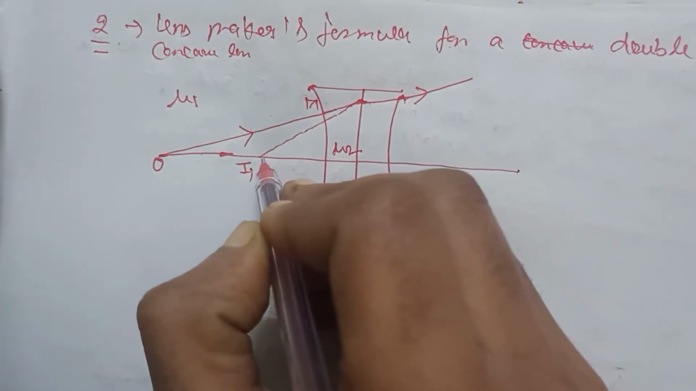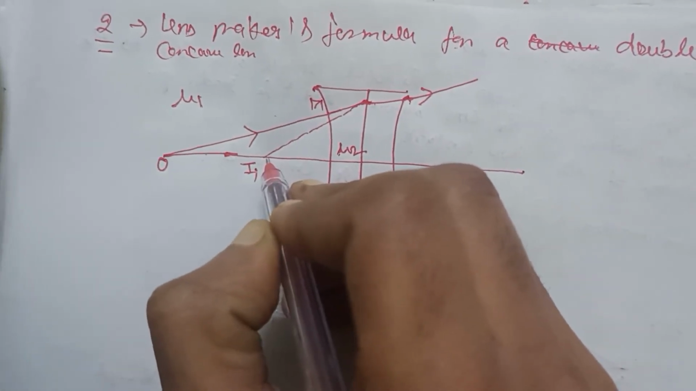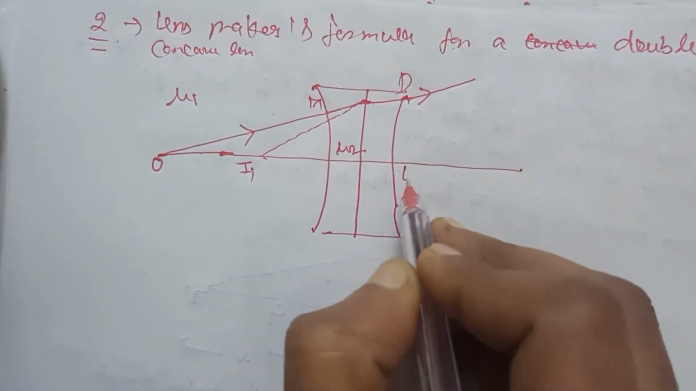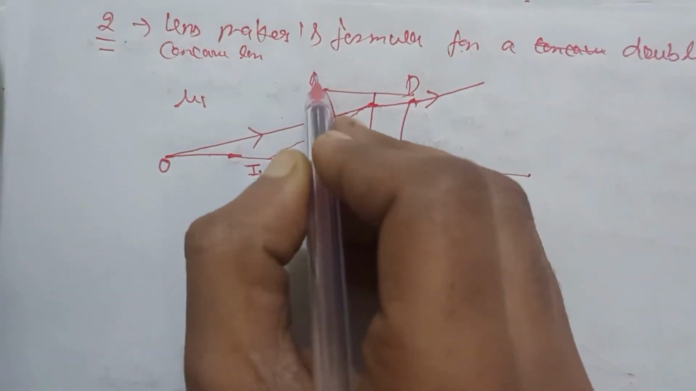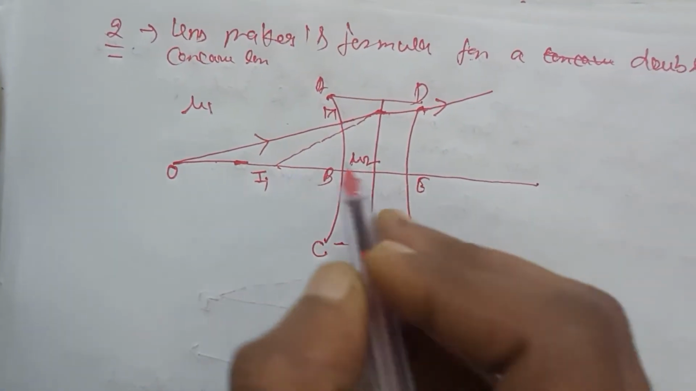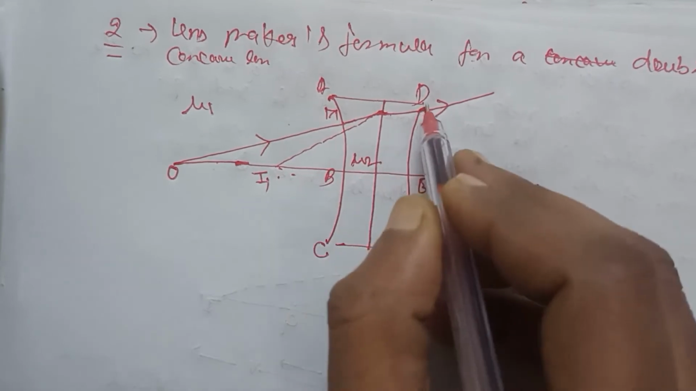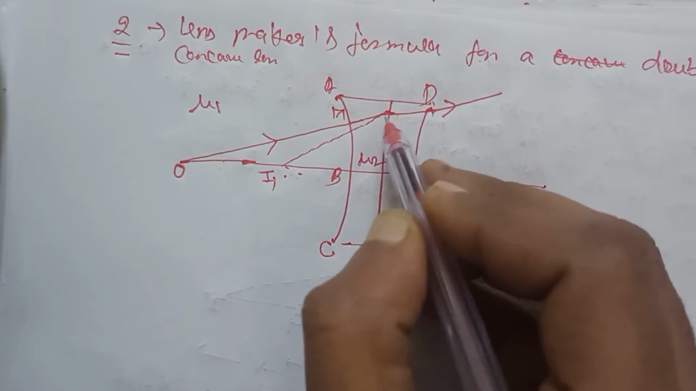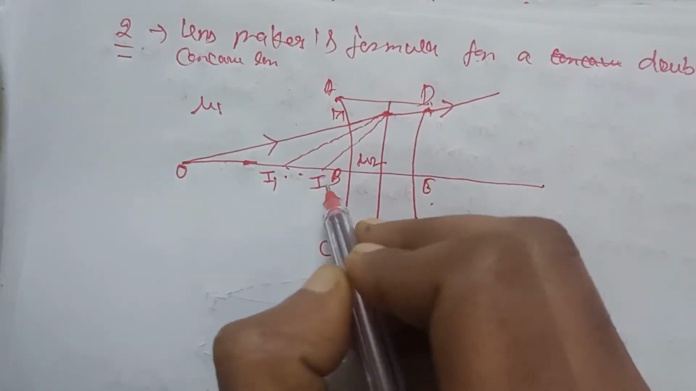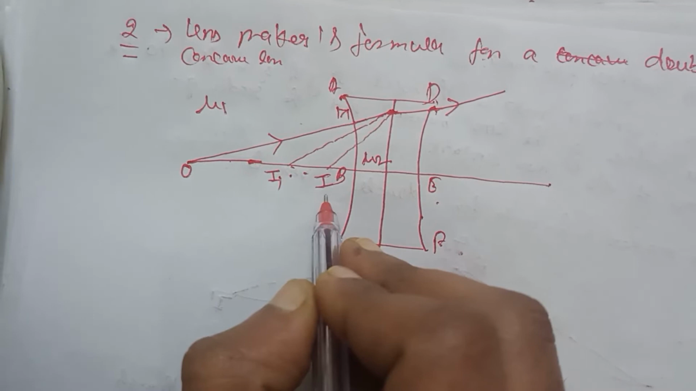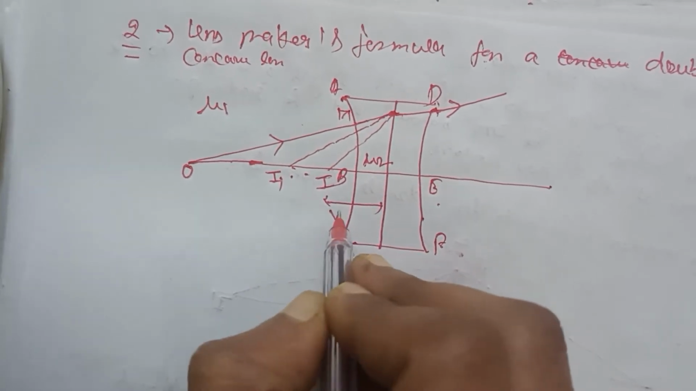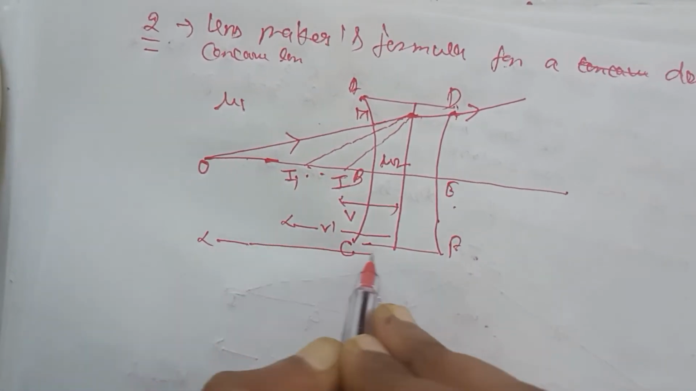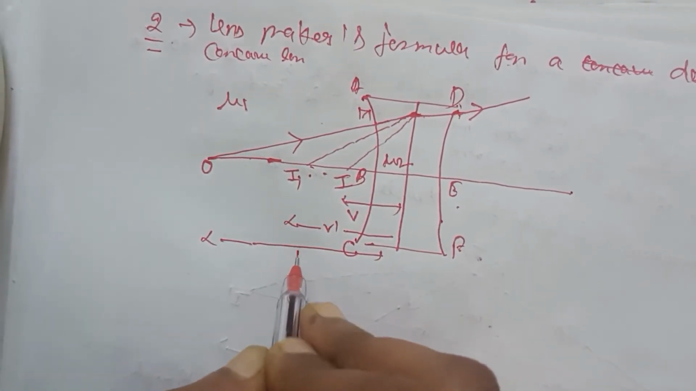Now the I1 is assumed as the object for the faces D, E and F. This is faces A, B and C. Now the I1 is considered an object for the faces D, E, F. Then the image is formed at this point. I is the virtual image, and this one is considered as image distance V. This one is considered V dash. This one is considered as U.